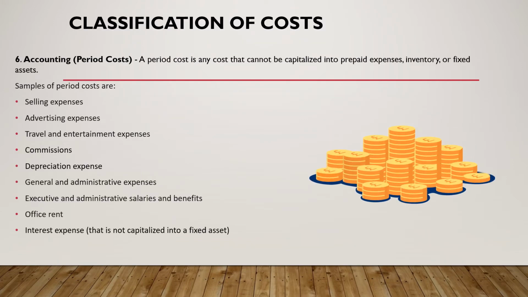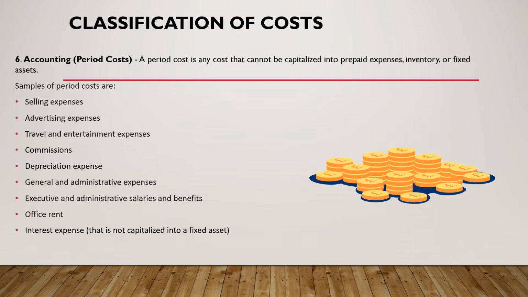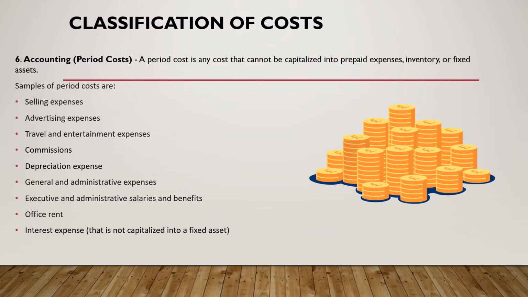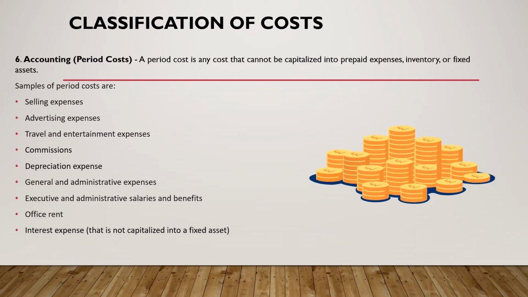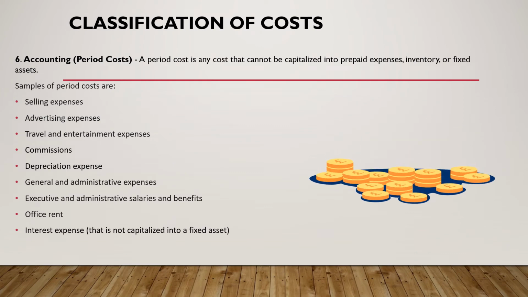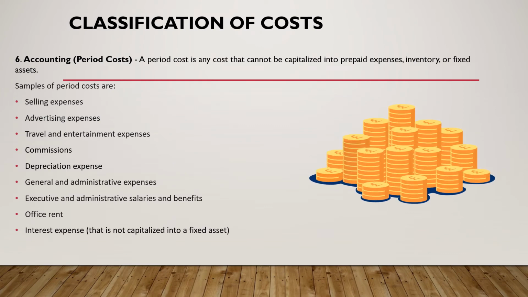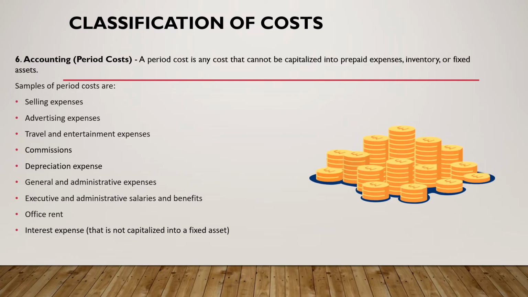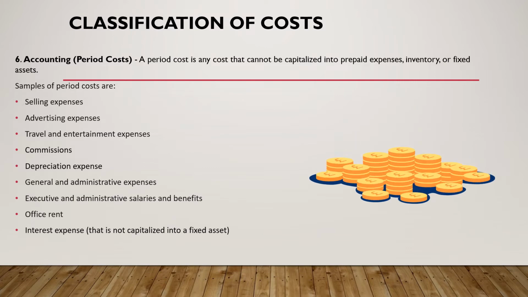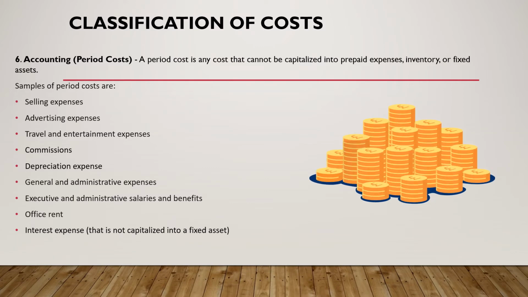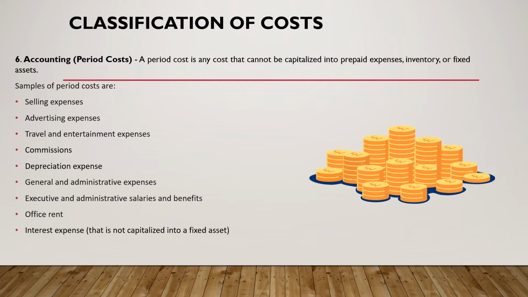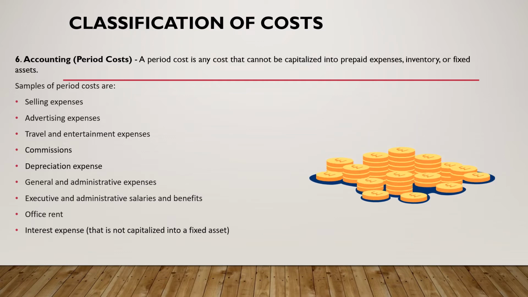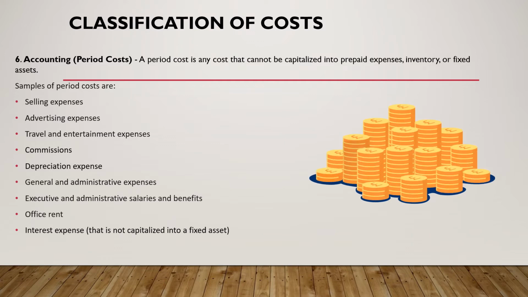The sixth classification of cost is the accounting cost or the period cost. A period cost is any cost that cannot be capitalized into prepaid expenses, inventory, or fixed assets. Samples of period costs are selling expenses, advertising expenses, travel and entertainment expenses, commissions, depreciation expense, general and administrative expense, executive and administrative salaries and benefits, office rent, and interest expense that is not capitalized into a fixed asset.